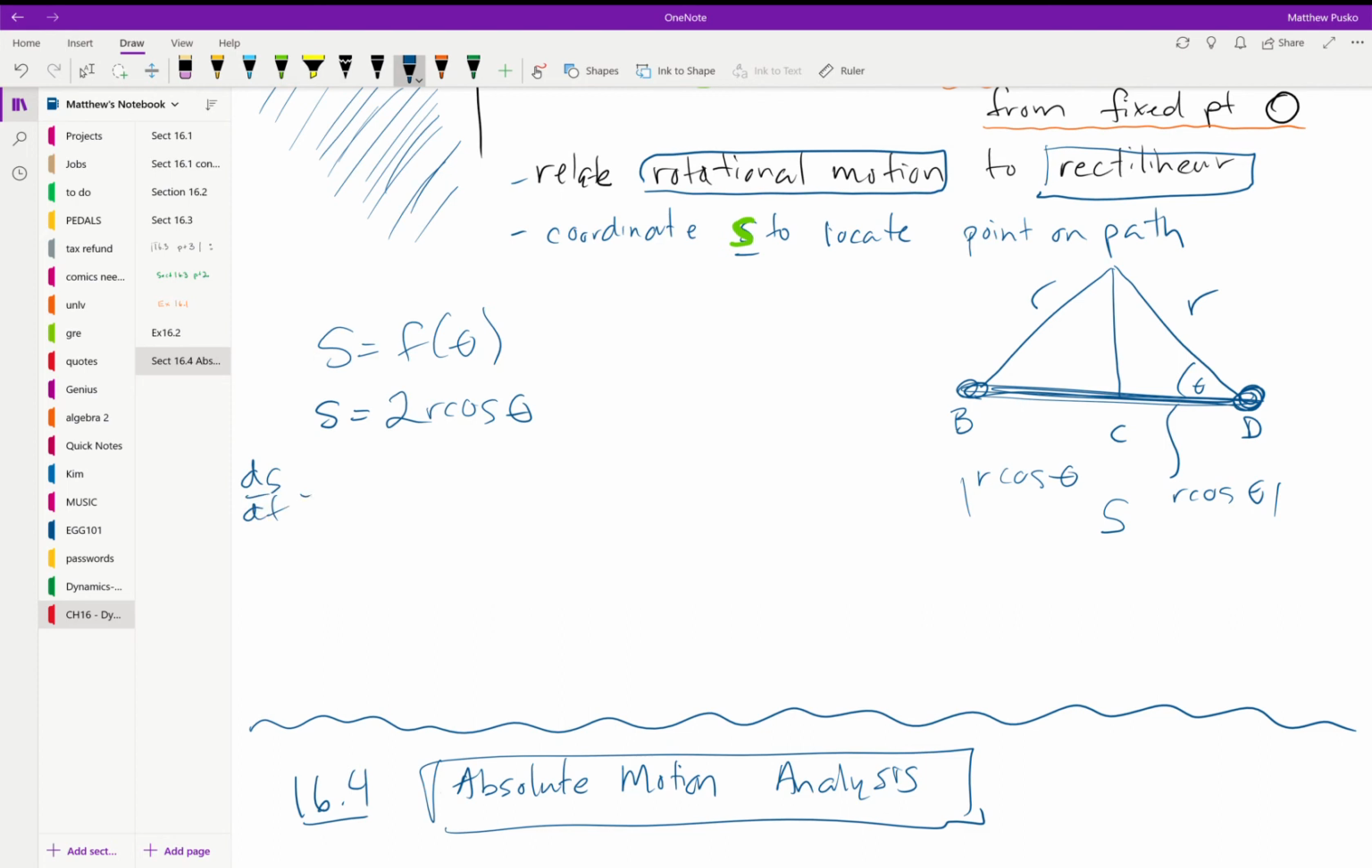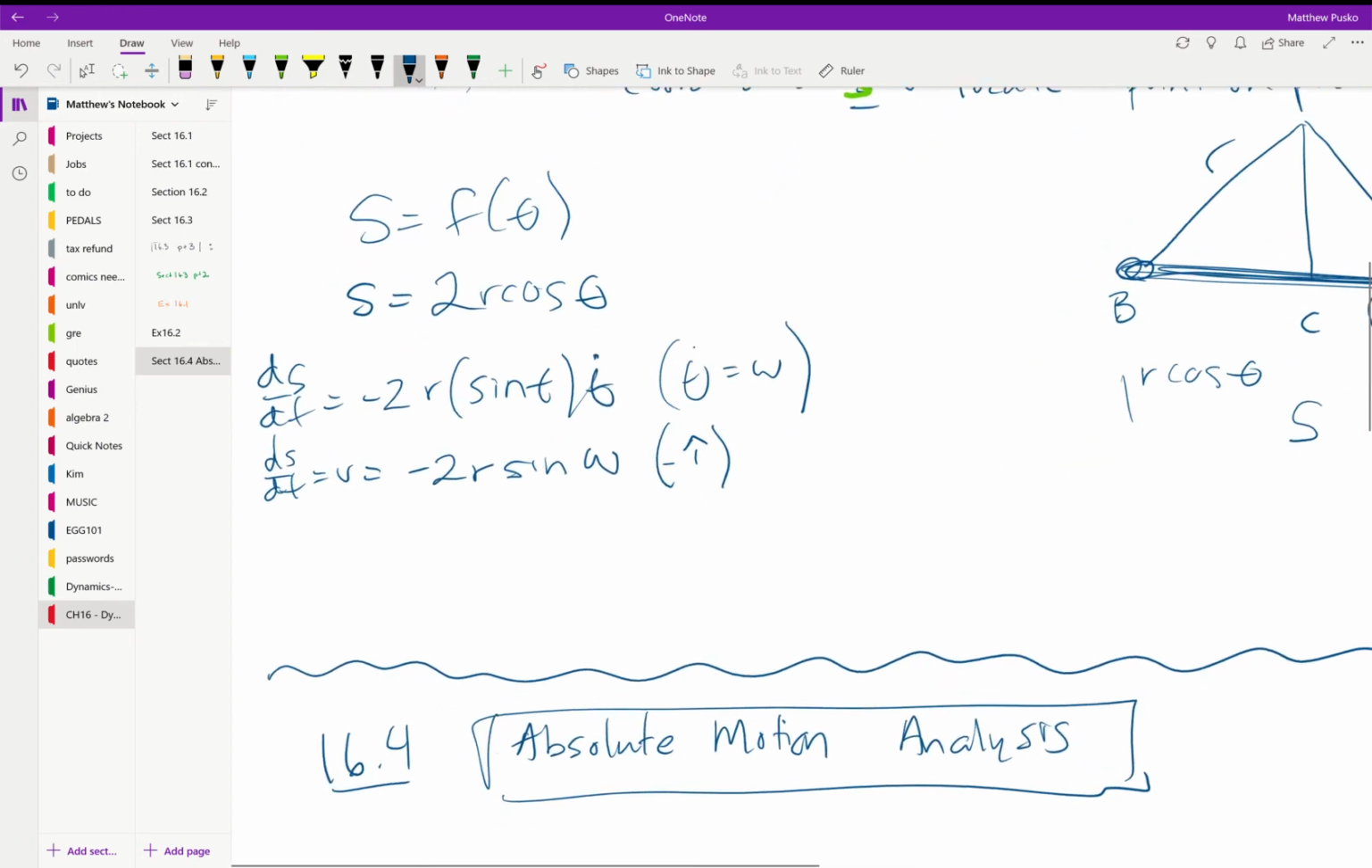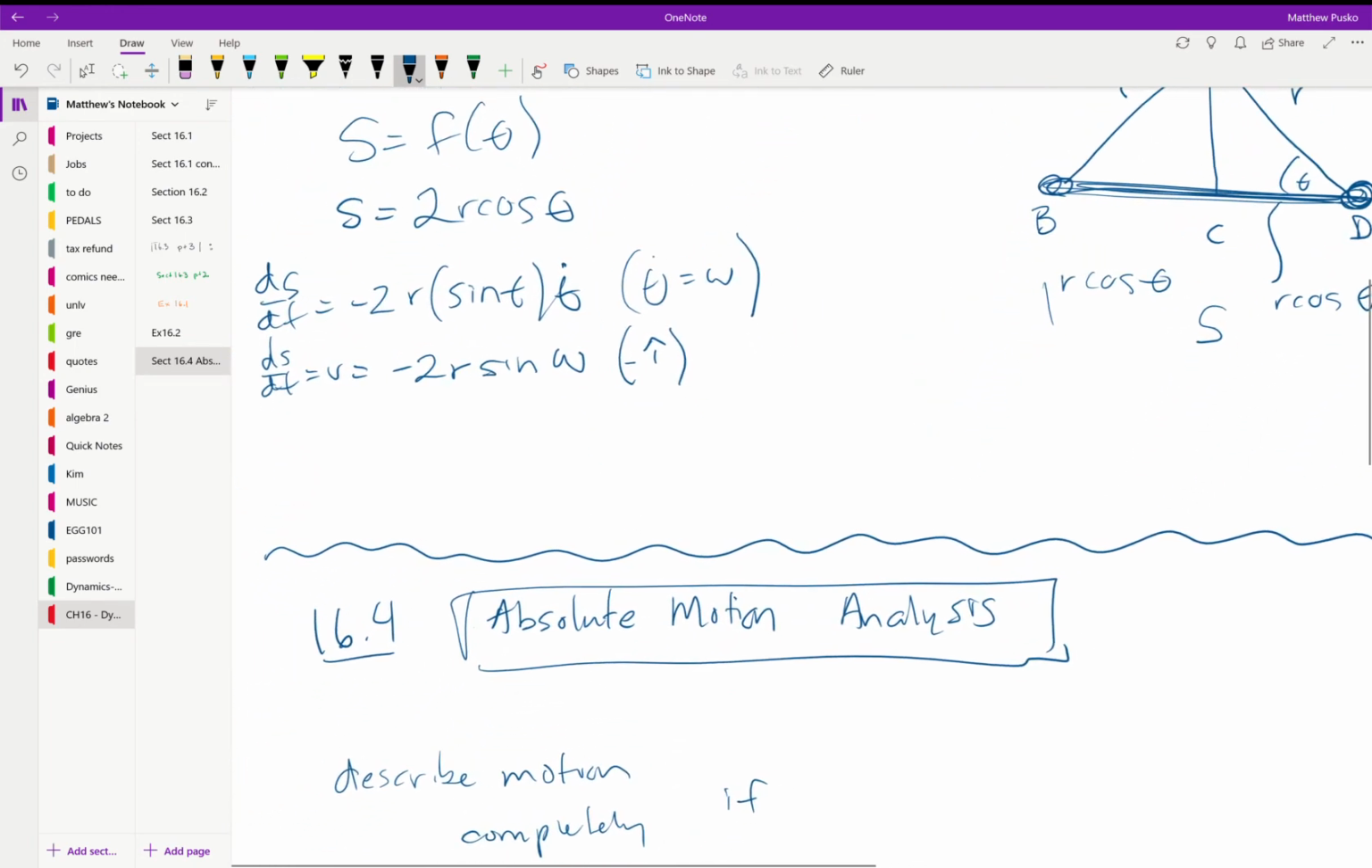ds/dt would be negative 2r, take the derivative, r sine theta. Don't forget the chain rule gives us the theta dot. Theta dot is equal to omega. We can rewrite ds/dt as the velocity: negative 2r sine theta times omega. And in this case, it's moving in the minus i direction. Okay, we just need to take another derivative now.